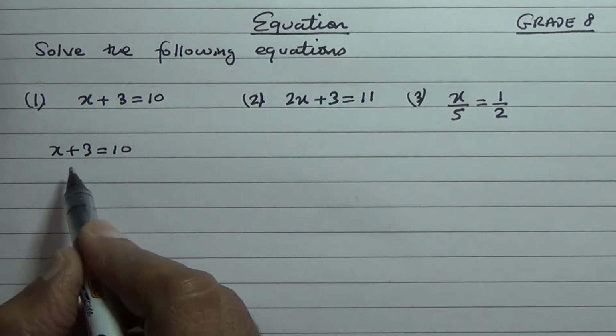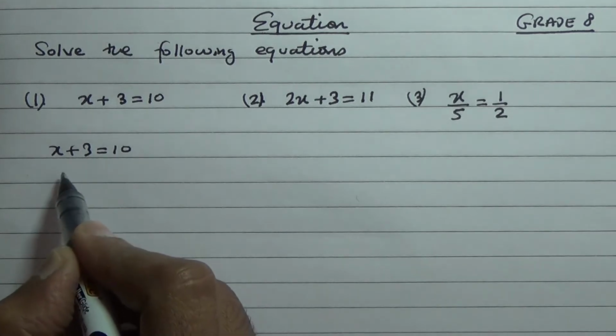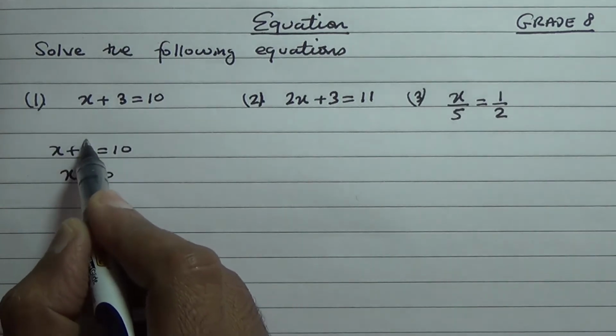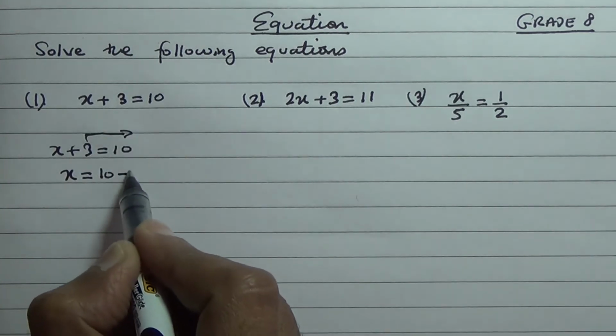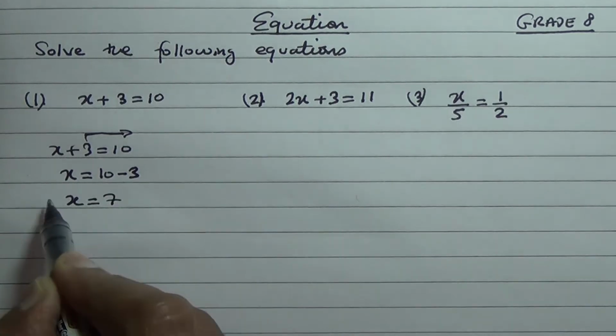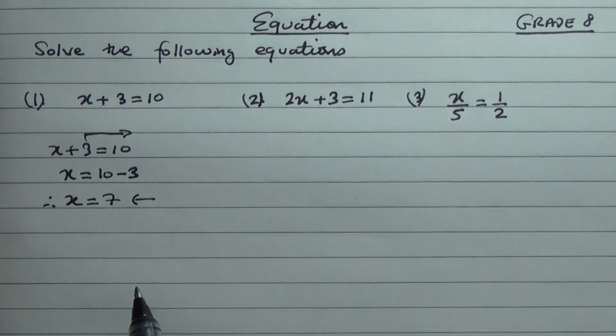That means you can solve it by taking the 3 on the other side of the equal sign, meaning that x is equal to 10. This is plus 3. When the plus 3 goes on the other side, it becomes the opposite, minus 3. And therefore x is going to equal 7. So this is one way of solving this type of equation.